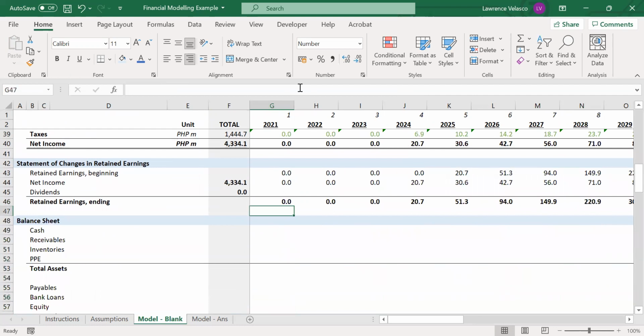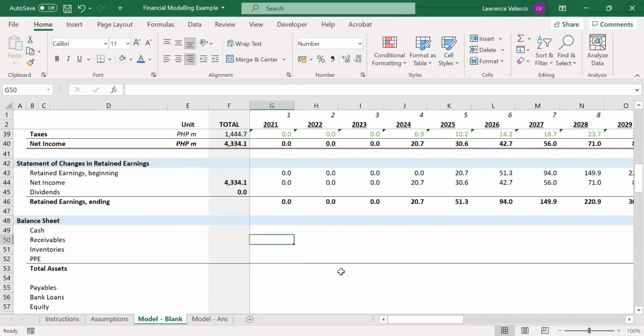Next, we start with the balance sheet. Sa balance sheet, in financial modeling, ang huling matatapos ay cash, kasi i-connect natin to sa statement of cash flows. Doon siya nakakonekta. Kukumputin muna natin yung statement of cash flows bago makuha yung cash. So, blank muna yan. Okay? Let's go to the other items.